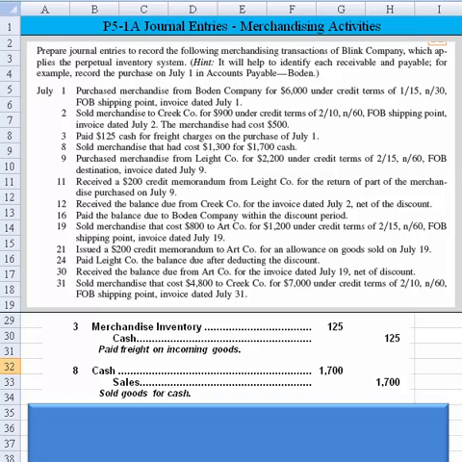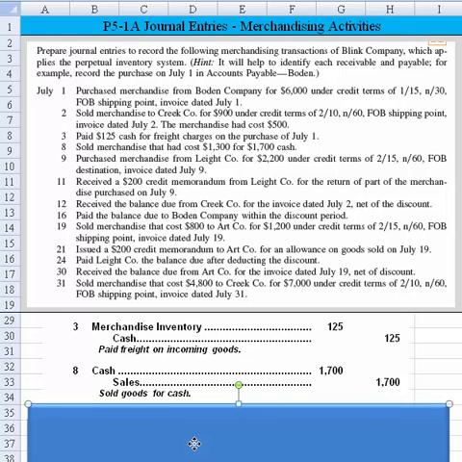Now, freight is considered a component cost of inventory. So sometimes this is called freight-in. The cost of freight related to merchandise you purchase gets included in the cost of inventory. And that's why we debit inventory for $125 when we are aware of the freight charge. Now, on the 8th, we sell merchandise costing $1,300 for $1,700 in cash.